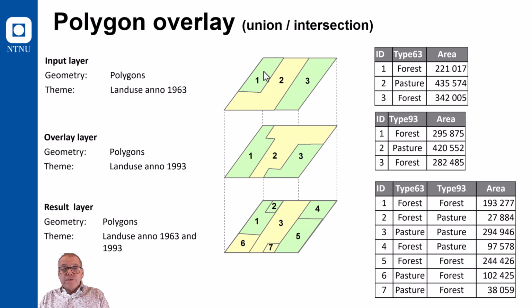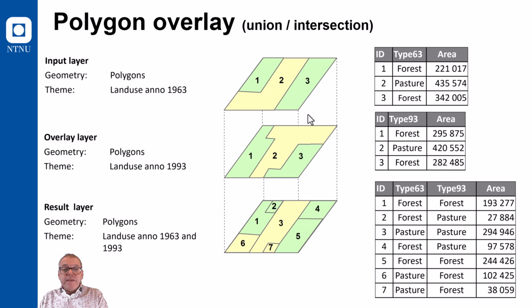We have here what is green, forest, and what is yellow, pasture areas. So areas 1 and 3 in 1963 were forest, whereas area 2 was pasture. And in 1993 this has changed. The forest has grown in some places and the pasture has grown in other places. And doing a union or intersection, both the geometry and the attribute tables are combined, they are integrated.